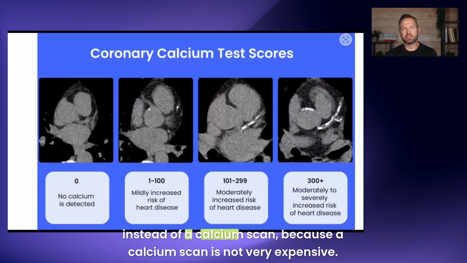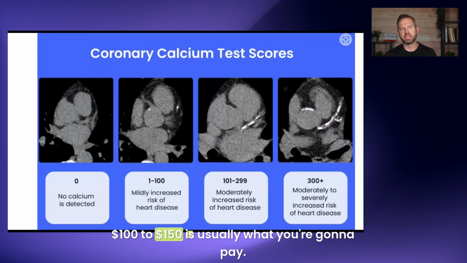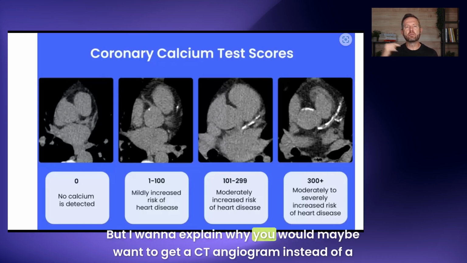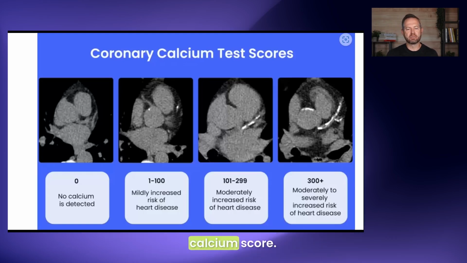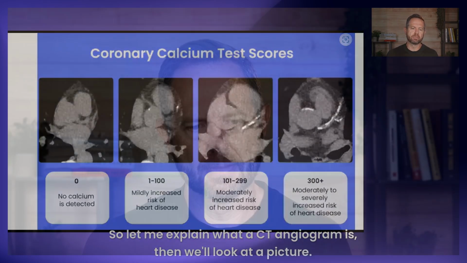that instead of a calcium scan, because a calcium scan is not very expensive. These are anywhere from $100 to $400, usually $100 these days. $100 to $150 is usually what you're going to pay. But I want to explain why you would maybe want to get a CT angiogram instead of a calcium score. So let me explain what a CT angiogram is, and then we'll look at a picture.